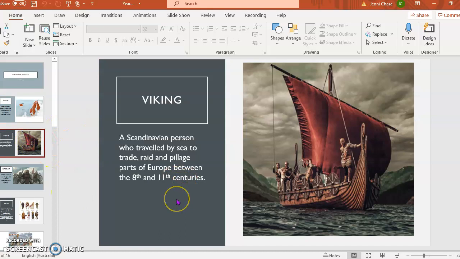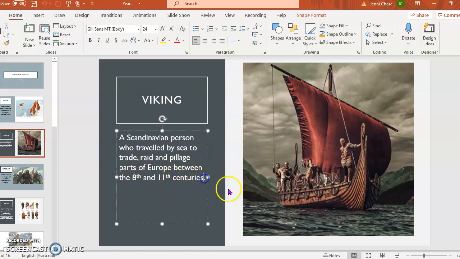Second word is indeed Viking. So Viking was a Scandinavian person, so somebody from those countries who traveled by sea to trade with people, so buy and sell things, to raid and pillage parts of Europe between the 8th and the 11th centuries. A reminder from Year 7 history. That means the 700s to the 1000s, sorry, or the 1000s. So you can add that if you need reminding.